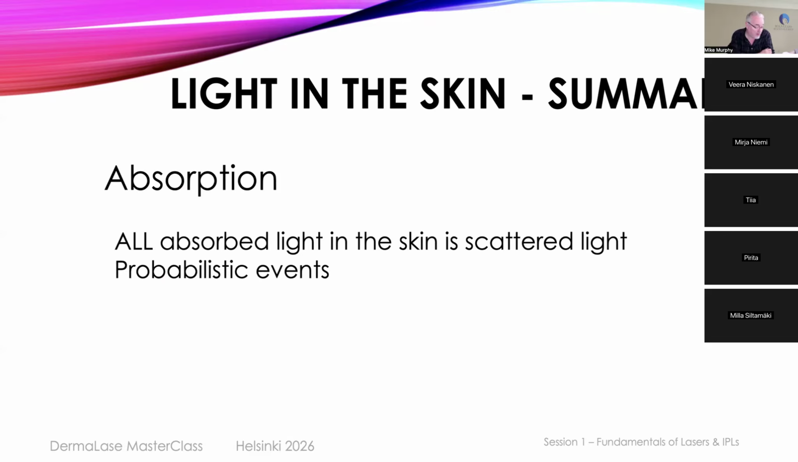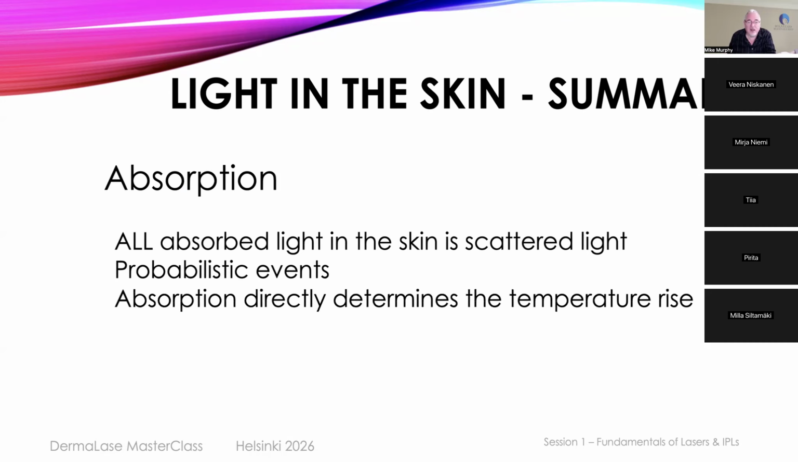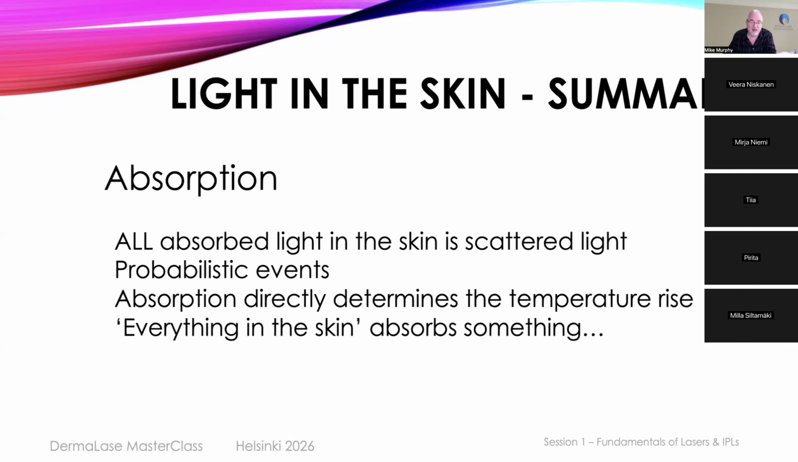It's all probabilistic. In other words, every time the photon hits an atom, there's a certain probability that it'll be absorbed and a certain probability that it'll be scattered. That's the way these things tend to work. And it's the absorption that directly determines the temperature rise. So the more absorption you get in a target, the higher the temperature rise.